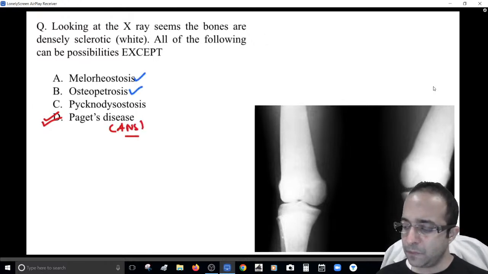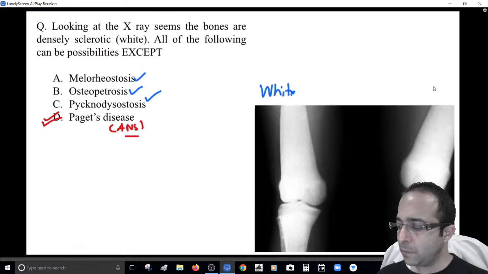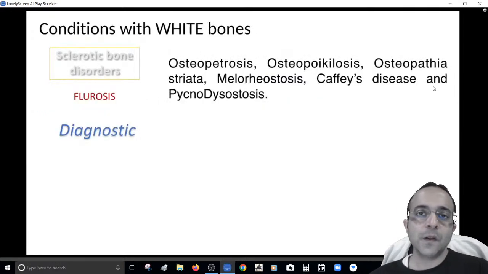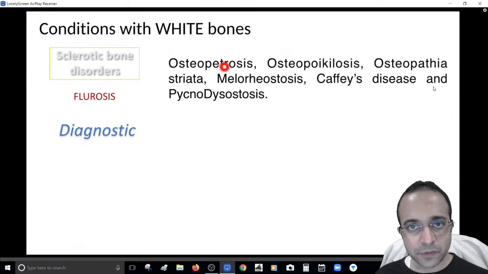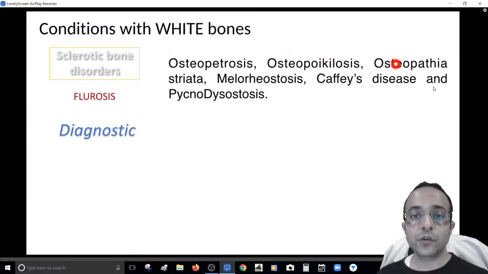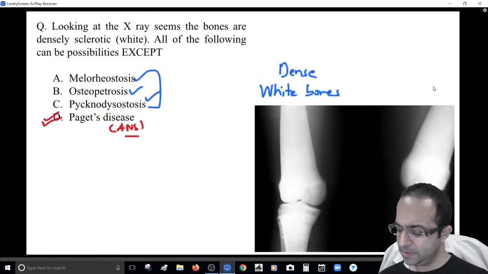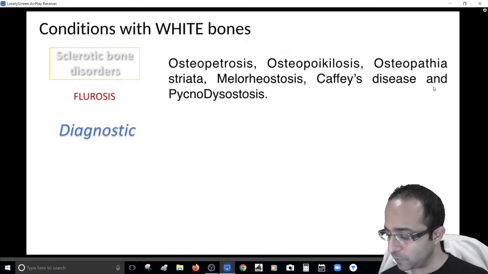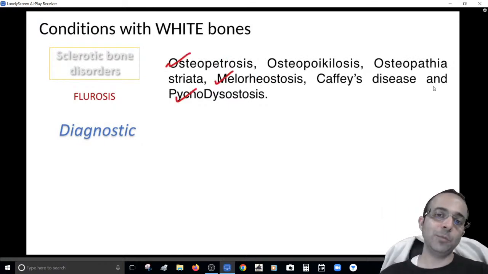But other things are very much possible, because it is like dense white bones you see right in this X-ray, and these all are sclerotic bone disorders. In fact, I'll just give you the list. What all conditions come under this group: sclerotic bone disorders, osteopetrosis, osteopoikilosis, osteopathia striata, melorheostosis, Caffey's disease, and pycnodysostosis. So osteopetrosis, melorheostosis, pycnodysostosis, they are all in the picture, in white bone disorders. That's how I took out Paget's disease.